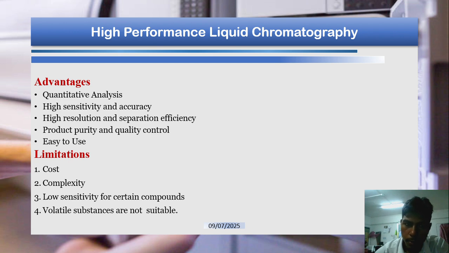Despite the advantages, it can be costly to produce organic solvent, and it has some complexity. It can have low sensitivity for certain compounds, and it cannot be applied to gas or volatile substances. Volatile substances are suitable only for gas chromatography.